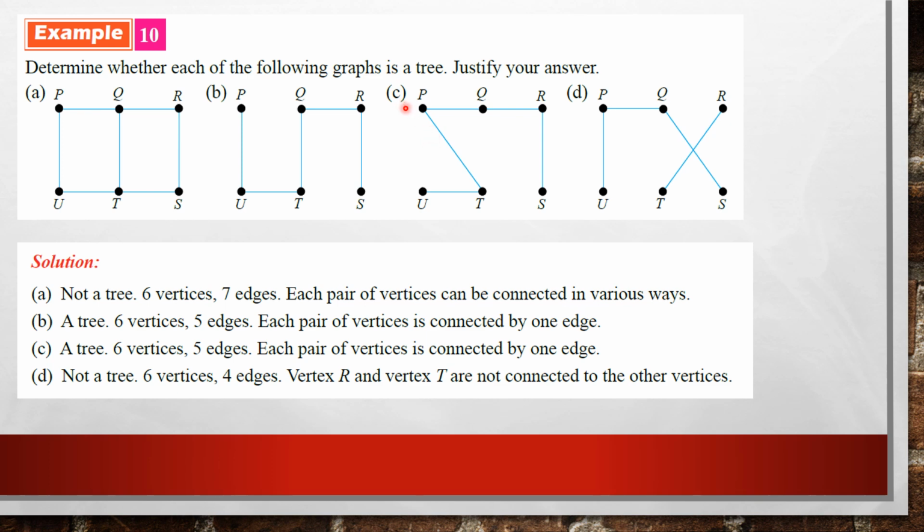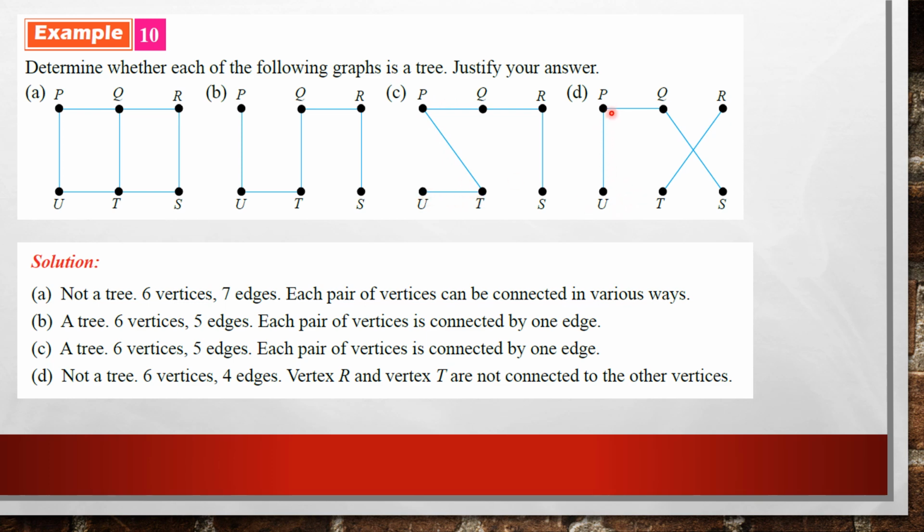Next, for diagram C, still the same, you have 6 vertices. Okay, edges 1, 2, 3, 4, 5 edges. And you can see that each pair of vertices is connected by one edge. There's only one line that connects each pair of vertices.